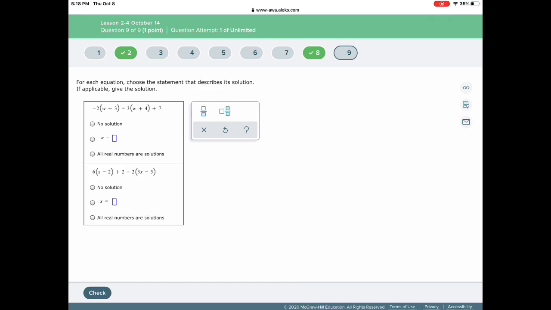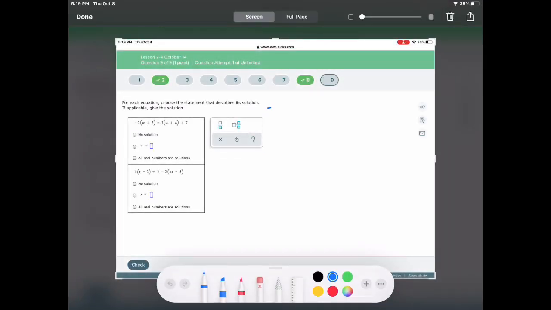All right, for each equation, choose a statement that describes its solution. If applicable, give the solution. So if I'm solving this baby, let's go ahead and use the distributive property. Negative 2w minus 6. Do you see what I just did? Okay, equals 3 times w plus 12. Don't forget to do it times each thing in the parentheses. Plus 7. Okay, like terms.